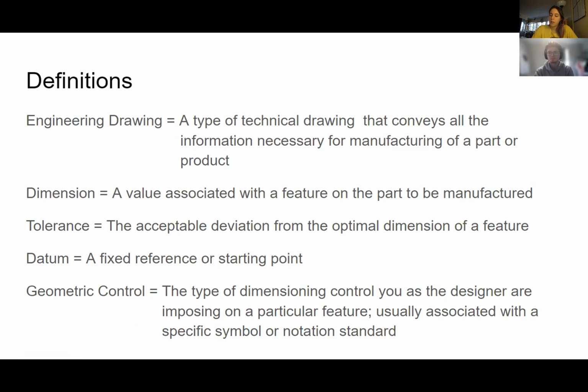Datum is a really important term, which is the fixed reference or the starting point, which is usually a point that you're measuring from. And geometric control refers to the type of dimension control you're imposing. So it goes with a symbol or a notation. It's just a different term for what kind of dimension you're putting on it.